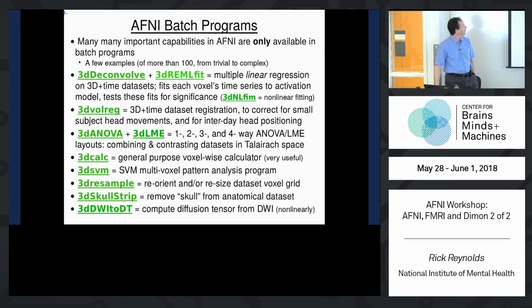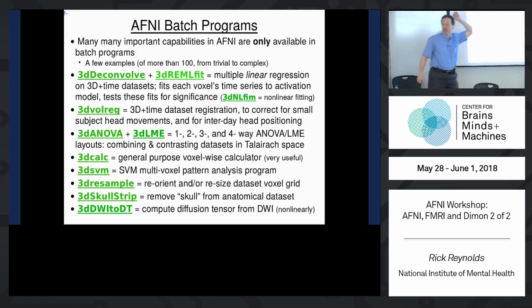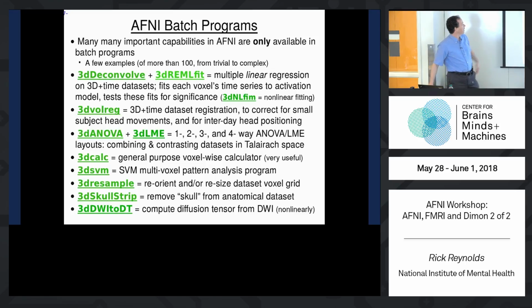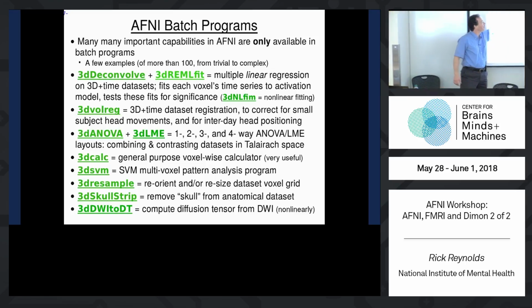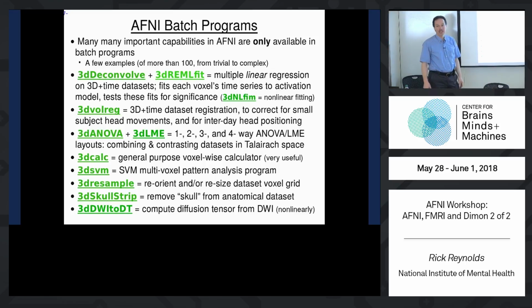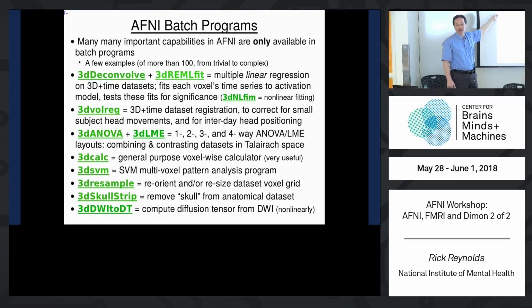We have a lot of batch programs, a few examples of more than 100. This slide's a little dated; we have about 600 programs and plugins and models right now. Like 3dDeconvolve does linear regression with ordinary least squares. 3dREMLfit uses REML, an ARMA(1,1) model, for the generalized linear regression. 3dvolreg is an ancient program, but it's very fast for doing EPI registration.